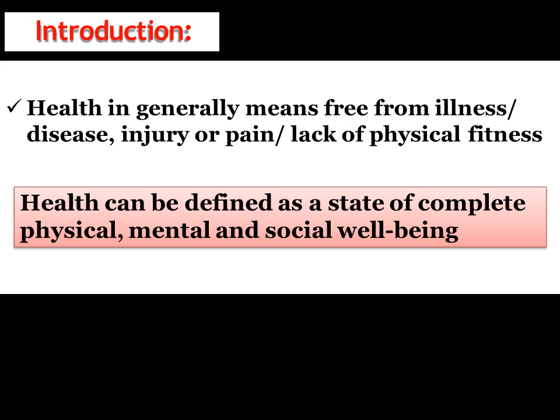As an example, we see a few people roaming here and there whom we call mad people. We can't include such people as healthy persons, because they lack social well-being, or we can say they are mentally disturbed. And physically, someone can be a stroke patient, that means a paralyzed patient. Those types of persons are also not healthy.